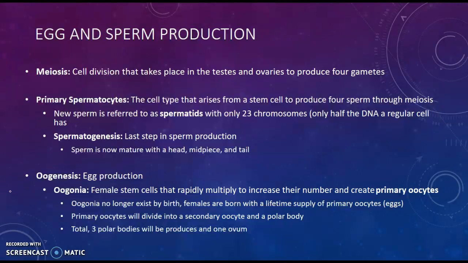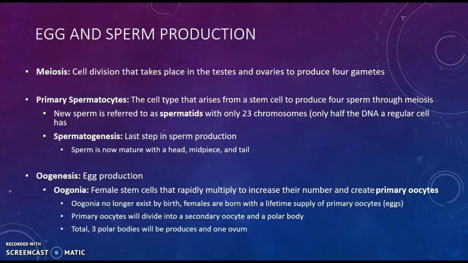Oogenesis is egg production. Oogonia are going to be your female stem cells, so just like the spermatocytes are the cell type for sperm, oogonia are going to be your stem cells that are going to create your primary oocytes. So oocytes are going to be your egg. By the time a female is born, there is no oogonia left. They are actually born with how many eggs they're going to have their entire life. These primary oocytes, which are the original form of the egg, are going to divide into what we call a secondary oocyte, and then you're also going to have three polar bodies.